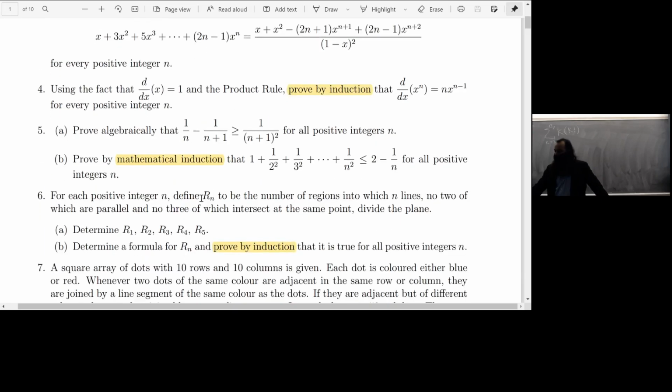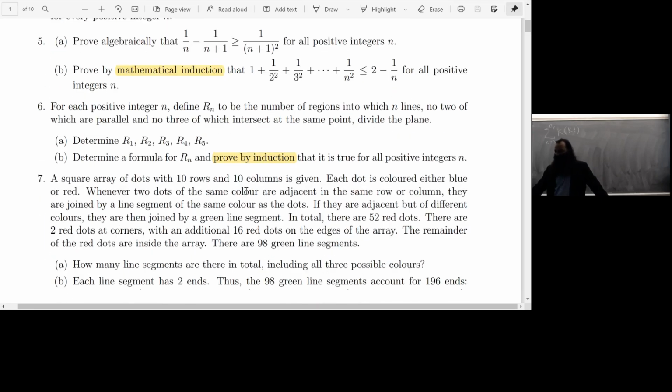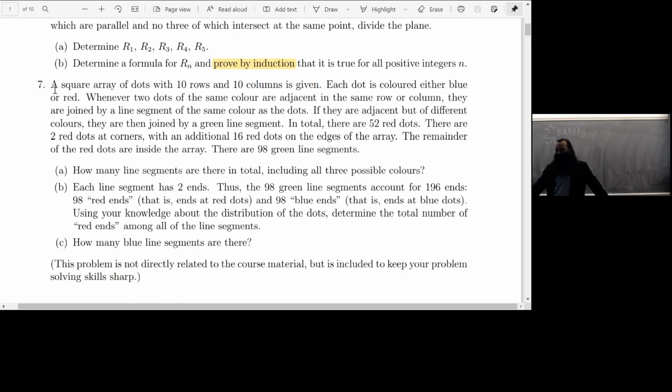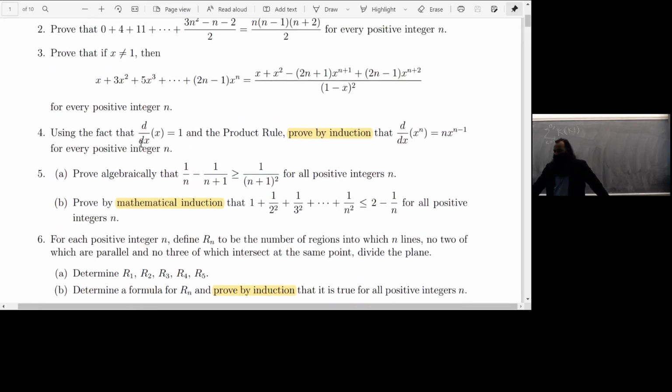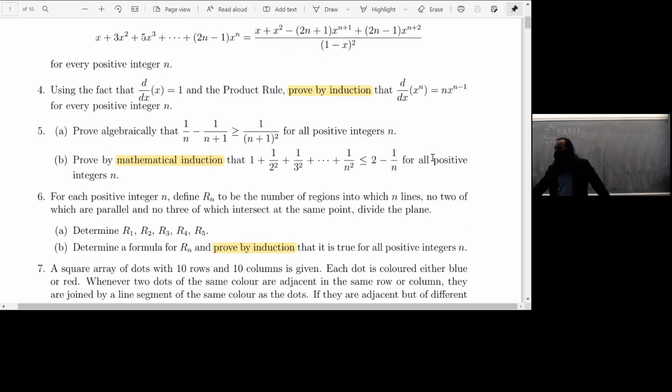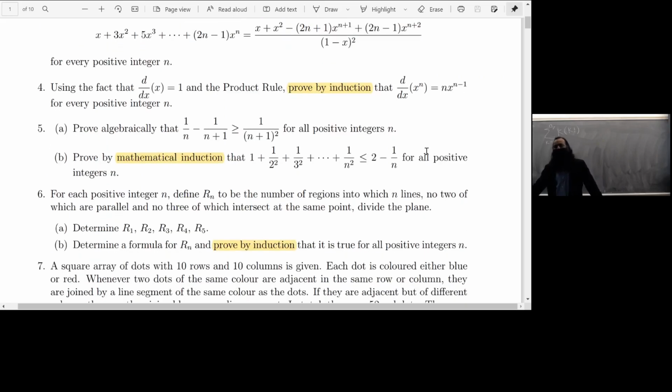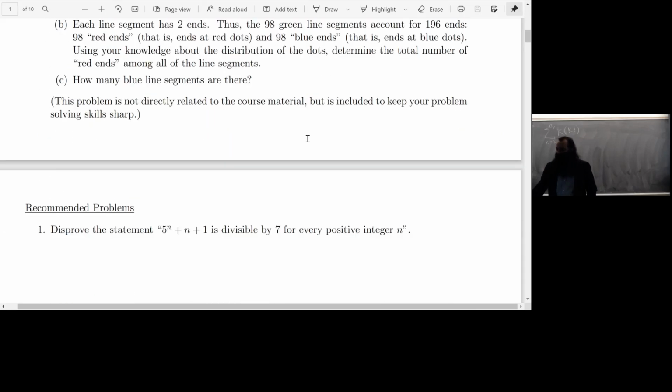Okay, prove this by induction, prove this by induction, prove this by induction, multi-paragraph game theory question. Using the fact that d by dx of x equals 1 and the product rule, prove by induction that d by dx of x to the n equals n times x to the n minus 1. What is that, the power rule or something? Yes. They ask you to prove the power rule by induction. Okay, and then we go through the solution.